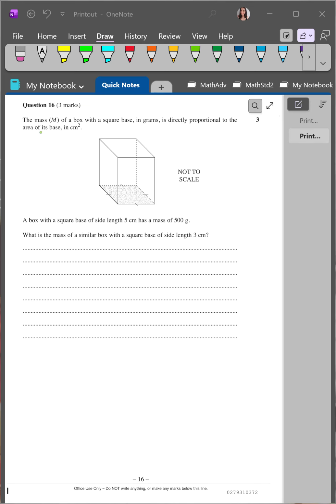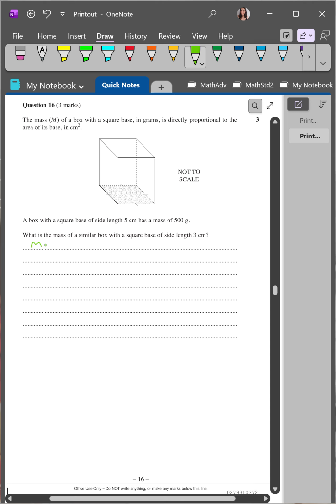Question 16. The mass m of a box with a square base in grams is directly proportional to the area of its base in centimeters squared. A box with a square base of side length 5 centimeters has a mass of 500 grams. What is the mass of a similar box with a square base of side length 3 centimeters?